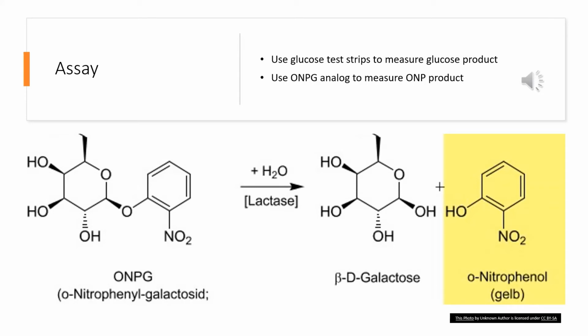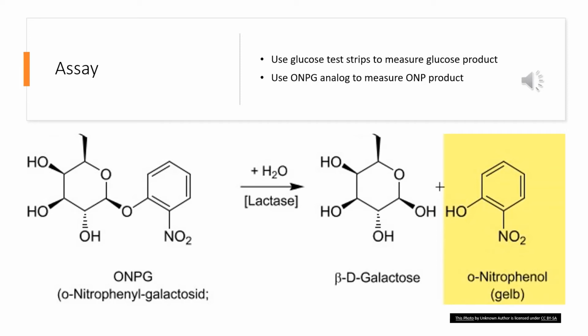The steps to measure lactase activity are fairly straightforward. Begin by setting the wavelength on the spectrophotometer to 420 nanometers, which is the absorbance for yellow solutions. Next, blank the spectrophotometer with the phosphate buffer solution. Then add a specified concentration of phosphate buffer to the cuvette, followed by the ONPG substrate.